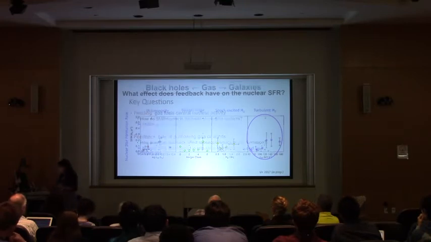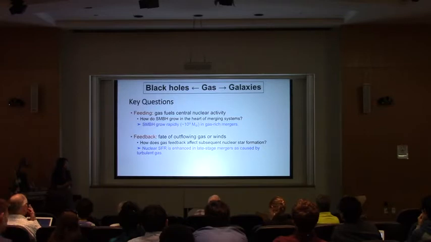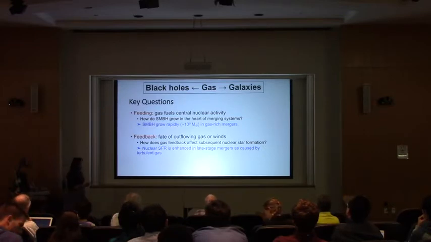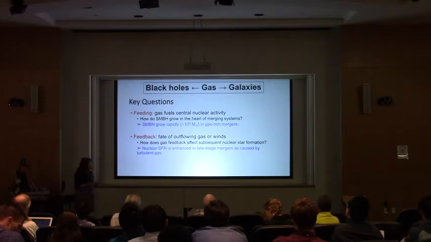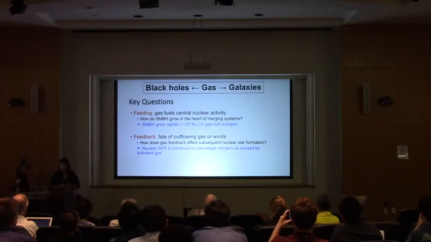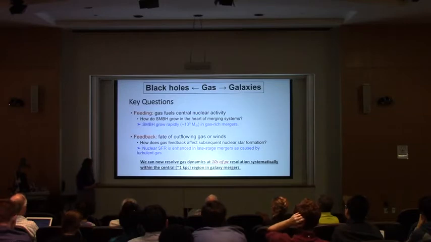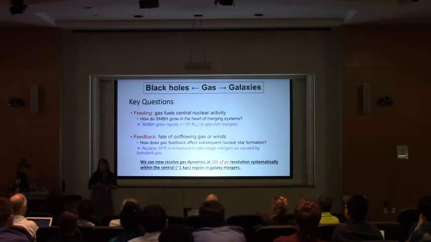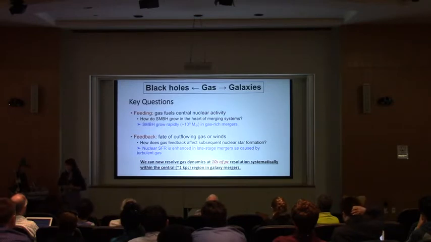But this is great. It helps us answer a couple of the questions that I first posted about how supermassive black holes grow rapidly in gas-rich mergers, and also that nuclear star formation rate is enhanced in these late-stage mergers as caused by turbulent gas. But what's really exciting is that we have this data set that allows us to resolve gas dynamics at the tens of parsec resolution systematically within the kiloparsec region in galaxy mergers.